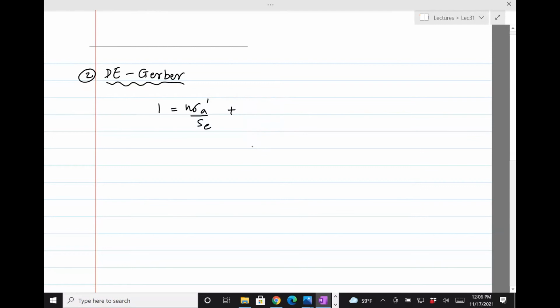Let me just write it again. So n times sigma a, I was missing the n. Se plus n sigma m divided by Sut, the whole squared, equals 1. That's it. So then what we can now do is solve for n.